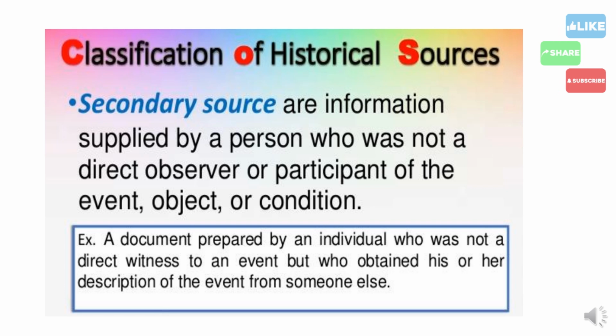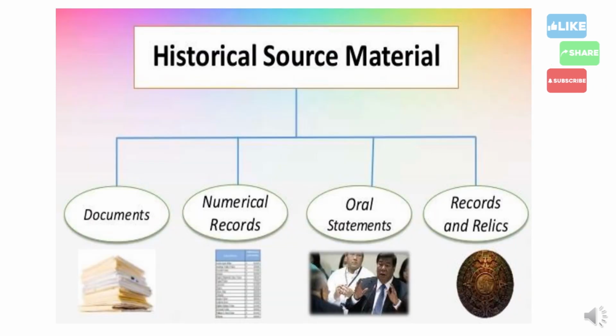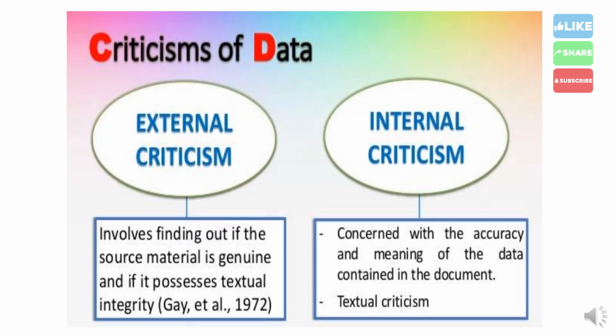But if we talk to someone, if we observe and capture the event, these are called the primary sources. So historical source material includes documents, numerical records, oral statements, and records of the past. There is criticism of data, like external criticism and internal criticism.